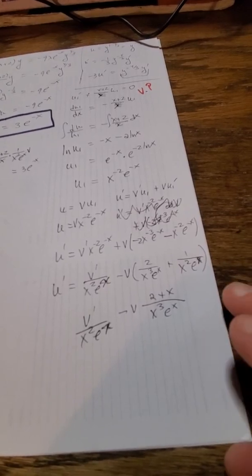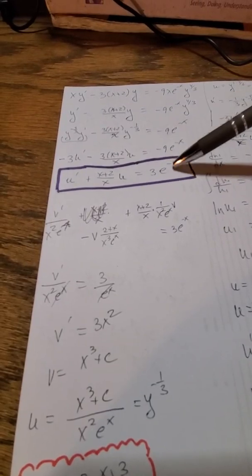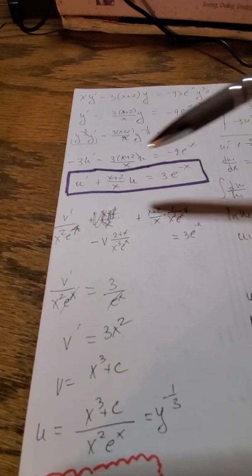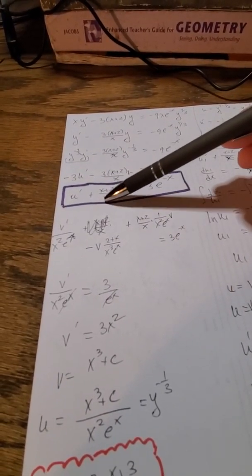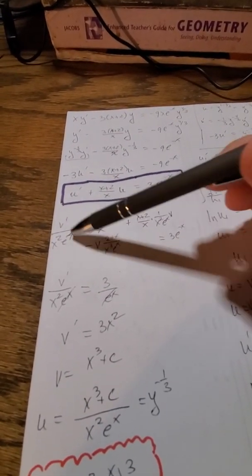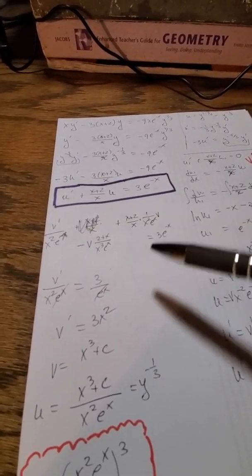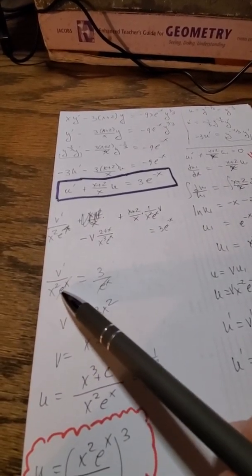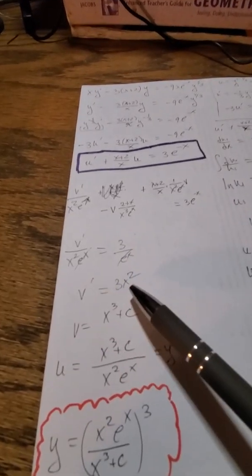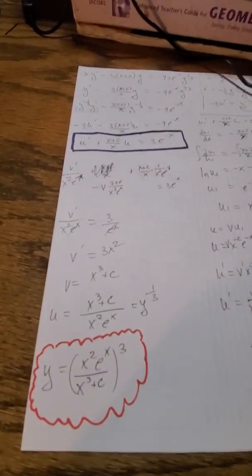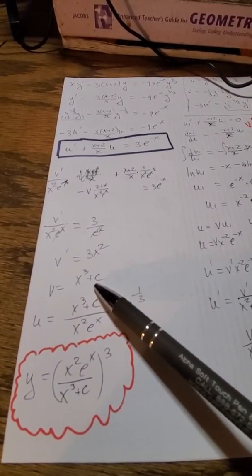Now I continue my variation of parameters magic, and I'm going to substitute back into the original differential equation, the non-homogeneous differential equation. So I stick in u prime is this, plus (x plus 2) over x times u. And these things cancel, and I get v prime over x squared e to the x equals 3 over e to the x. The e to the x's cancel, and I get v prime is equal to 3x squared, the first easy thing we actually got. And then v equals x cubed plus c, a constant.